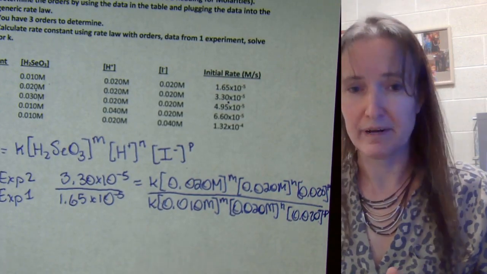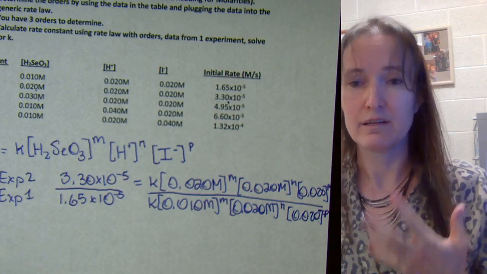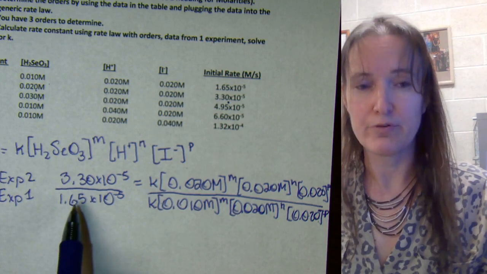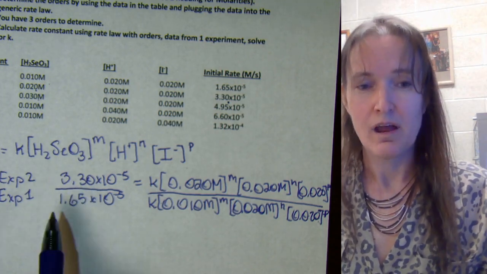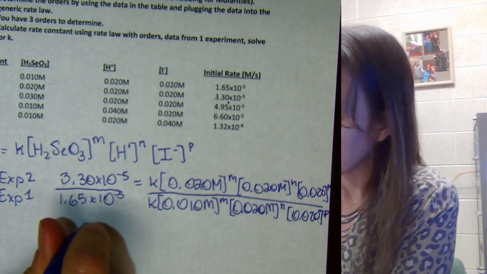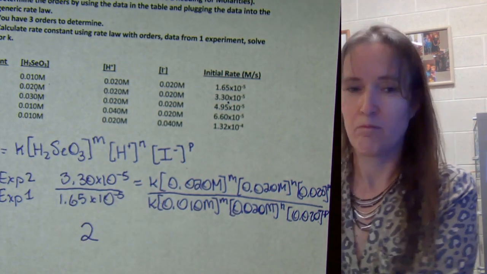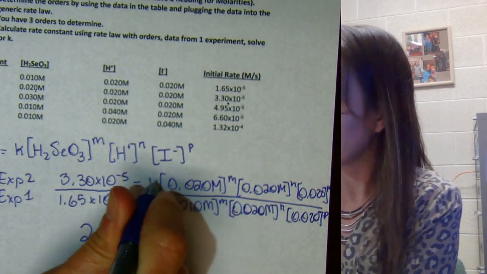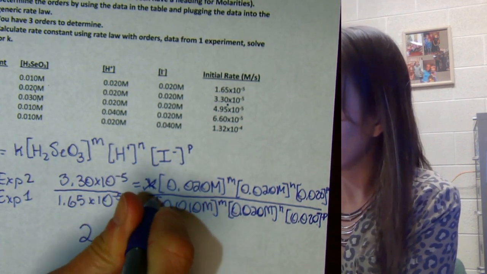So now you can simplify. And you can only simplify like things. So on this side, rates are alike, so you can divide those two. When you divide these two numbers, you get 2. On the other side, you have a K on top and a K on the bottom. They are identical, therefore they cancel.